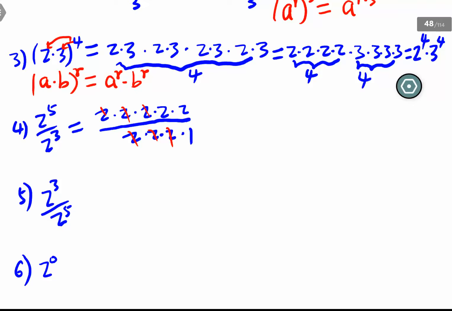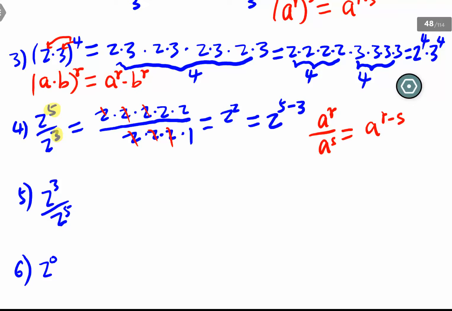So what we get is actually 2 squared over 1. Over 1, then that's fine. You do not have to write. So basically we get here, we know is 2 to the 5 minus 3. So when we do the division, is basically you do the subtraction on the exponents. Okay, that's an important thing. So what's the general formula for that? That will be a to the r over a to the s equals a to the r minus s. That's another property.